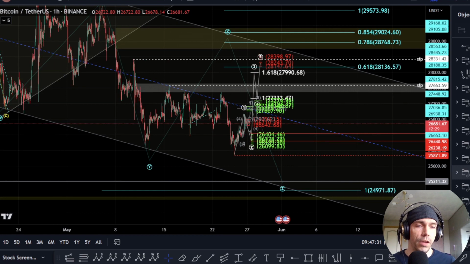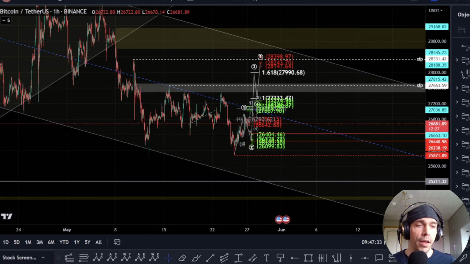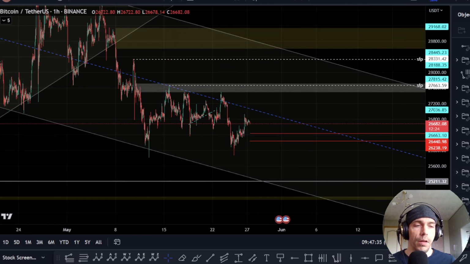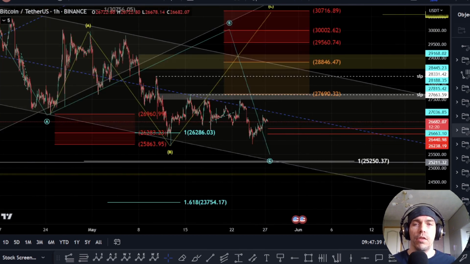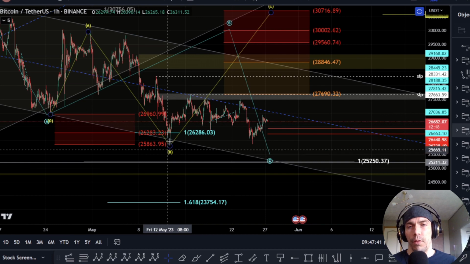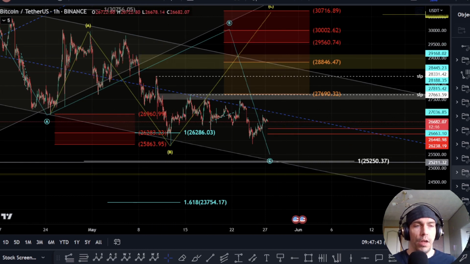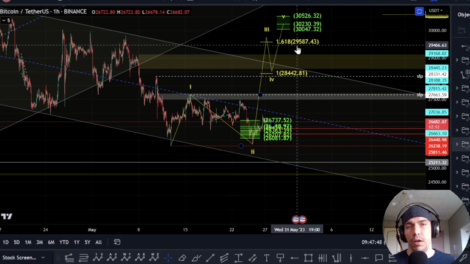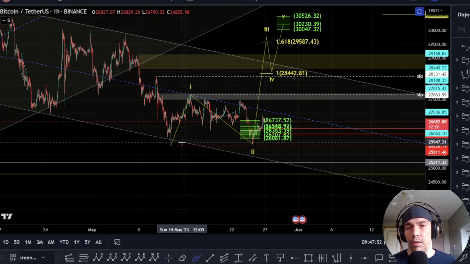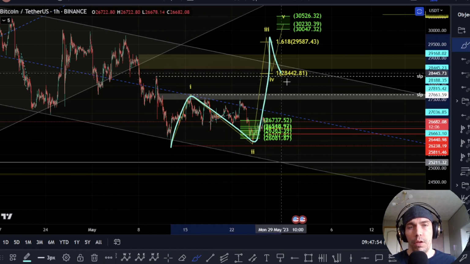Now, it is also technically possible if we do move up higher that we could see something play out like a flat correction from further back here, where we would be treating this as a C wave from over here, where this becomes 1, 2, 3, 4, and 5. But what we'd need to see is a move past this 29,587 to confirm this as a 1, 2, 3, 4, and a 5.